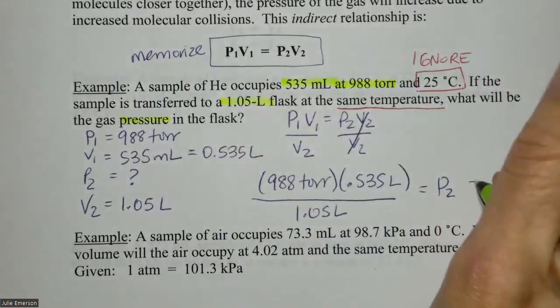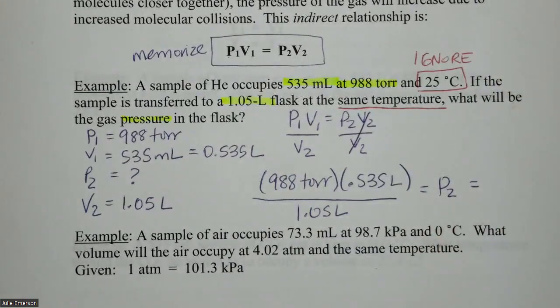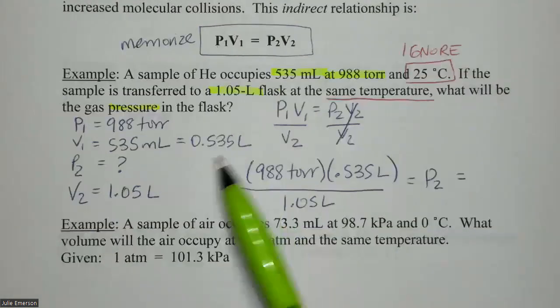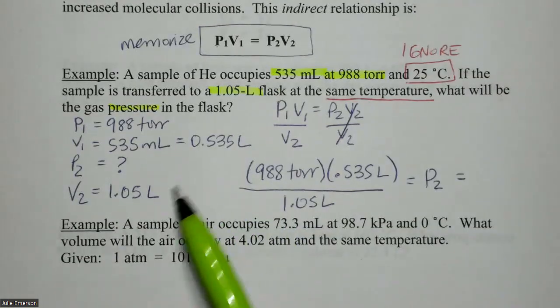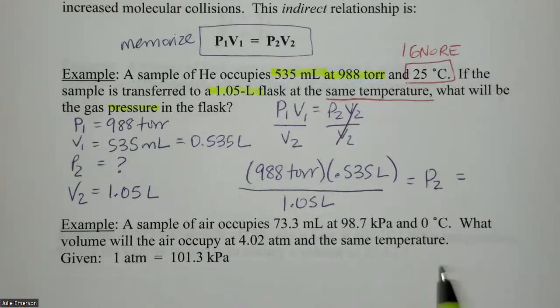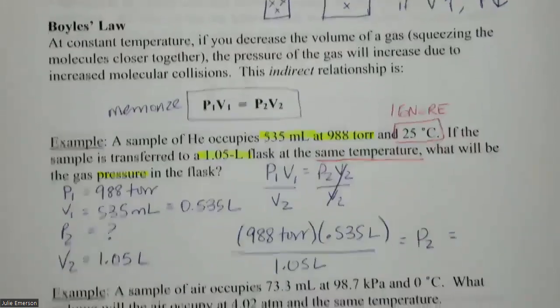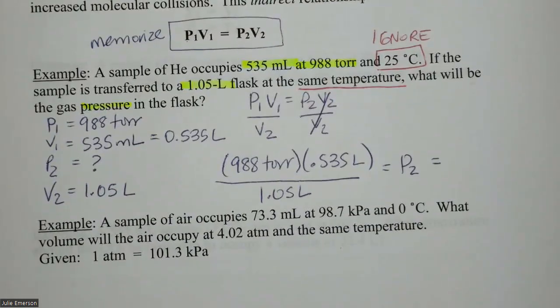The other thing I like about gas laws is if I can kind of think about what I expect should happen to the answer, I like that. It gives me a little bit of security. In other words, volume is going up, went from like half a liter to a liter. So that was this example here. If volume's going to be going up, pressure should be going down. So let's calculate. We got 988 times 0.535, divide that by 1.05.